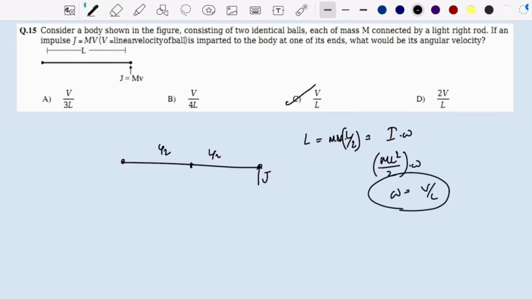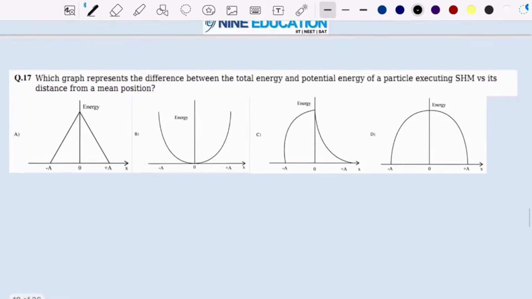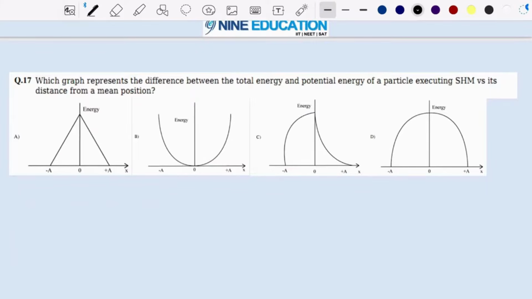Steel is used for construction of bridges. Yes, of course, we've seen it. Steel is more elastic and its elastic limit is high, which is also true, and it is also a good reason why steel bridges are made, because they will be more flexible. Hence, the answer is A again. Which of the following represents the difference between total energy and potential energy? What is the difference, total energy minus potential energy? It is going to be the kinetic energy of a particle executing SHM versus its distance from the mean position. We know at the mean position, kinetic energy is maximum. There's only one, and it follows this smooth curve, which is this.